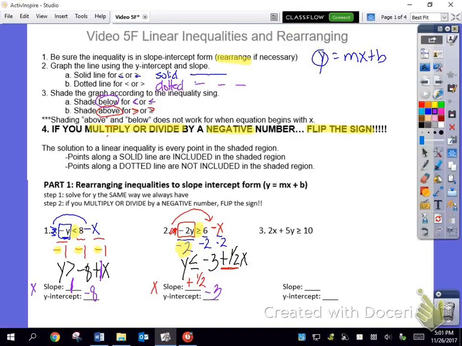And then on the last one, this is a positive 5y. So move 2x over, that becomes a negative 2x. And now this is a positive, so I divide by a positive. So I do not flip my symbol this time. Stays the same. 2 minus 2/5 x. Now, the slope is always by x, so that's negative 2/5. And then my y-intercept is a positive 2.